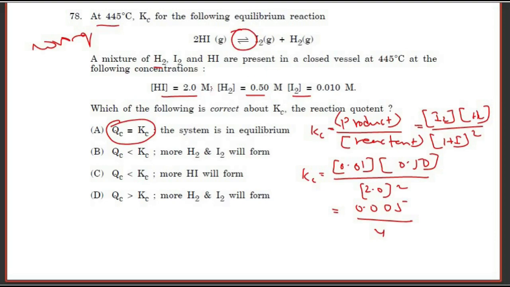The answer given in this question, I think the value is wrong, because if you substitute this value, the Kc should be equal to Qc. So hence the answer is Qc should be equal to Kc. The system is in equilibrium. These are all correct, but this is because this is an equilibrium reaction. Option A is the correct answer, I think.